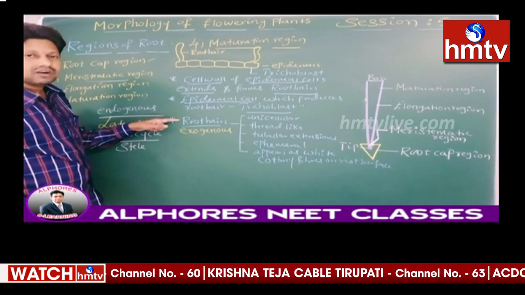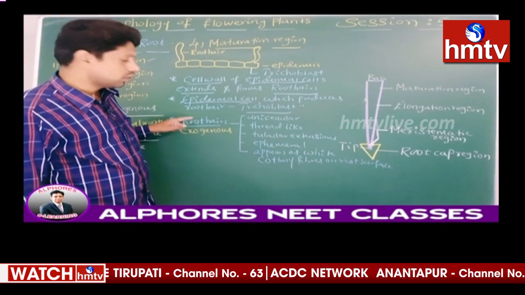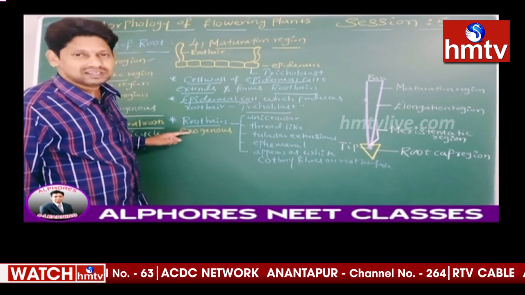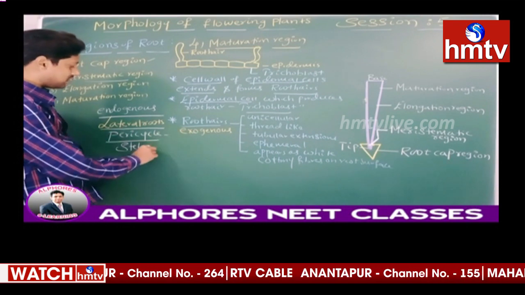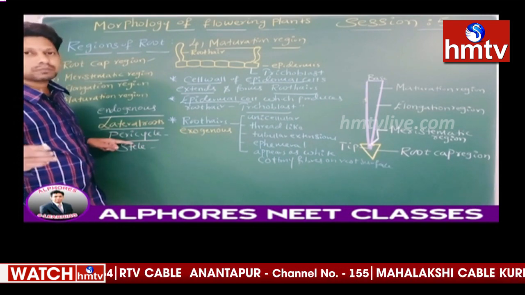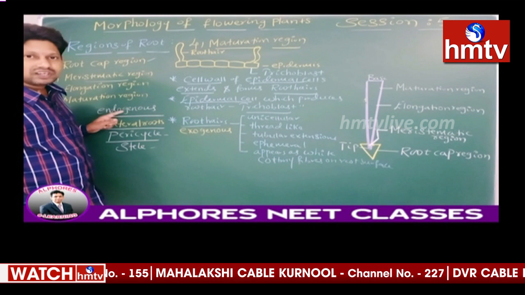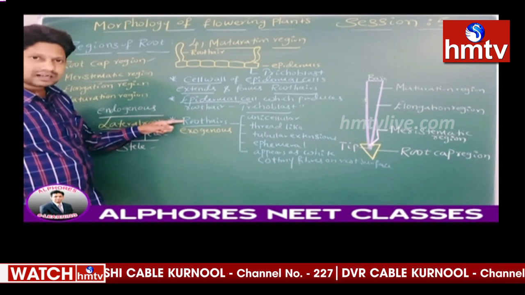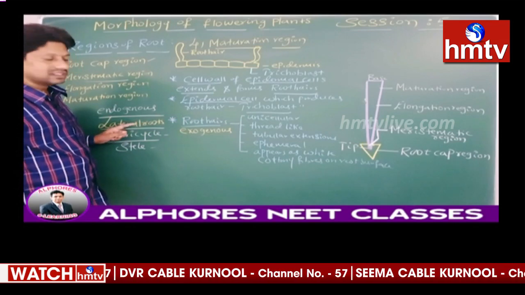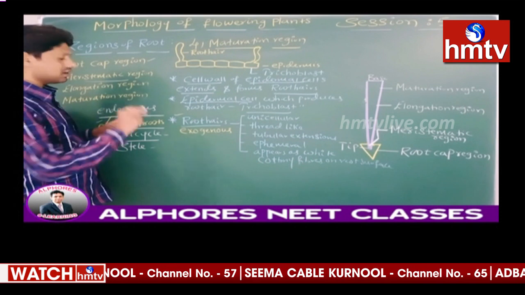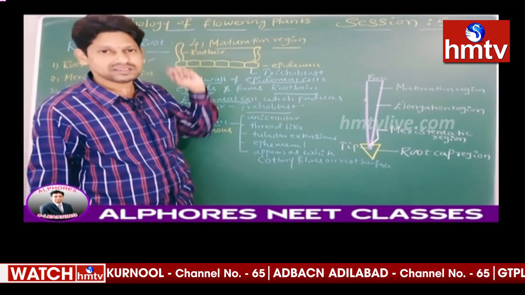Root hairs are formed from the epidermis, the outermost layer of the root, so root hairs are exogenous in origin, whereas lateral roots are formed from the pericycle, which is a part of the stele, the innermost part of the root. So lateral roots are endogenous in origin. Both root hairs and lateral roots are formed from the maturation region of the root.